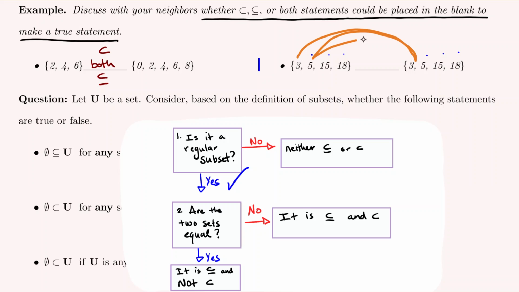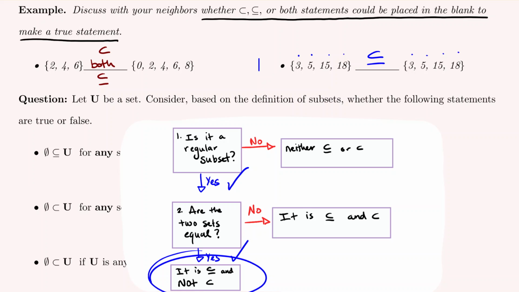3 is here, 5 is here, 15 is here, 18 is here. So everything in the first set is in the second, and everything in the second is in the first. So in this case, these are equal. Our conclusion is, since they're equal, they are regular subsets, but they can't be proper subsets because the definition of proper subset says they're not equal. So as these are equal, we're left with this conclusion: it's a subset, but not a proper subset.